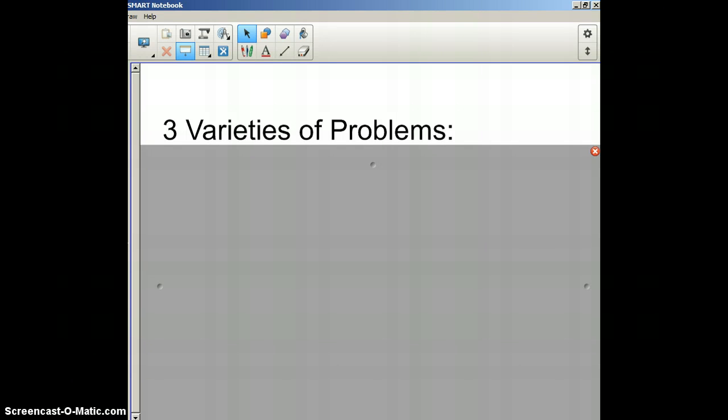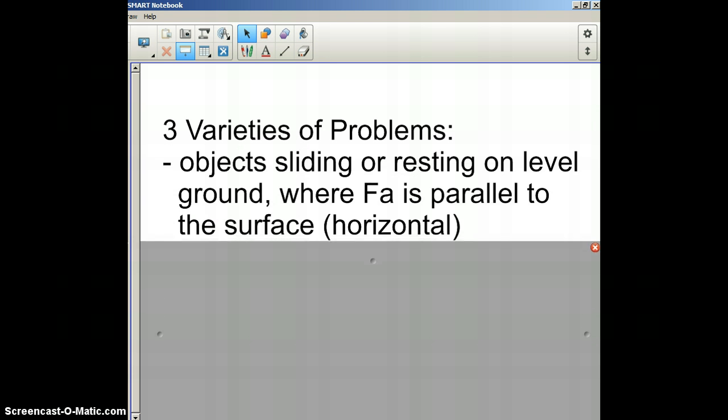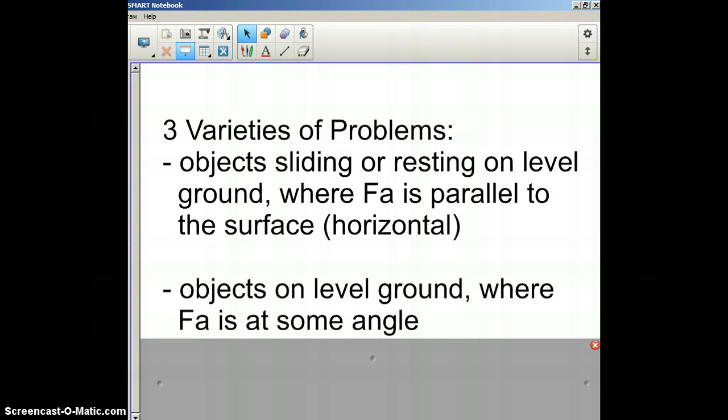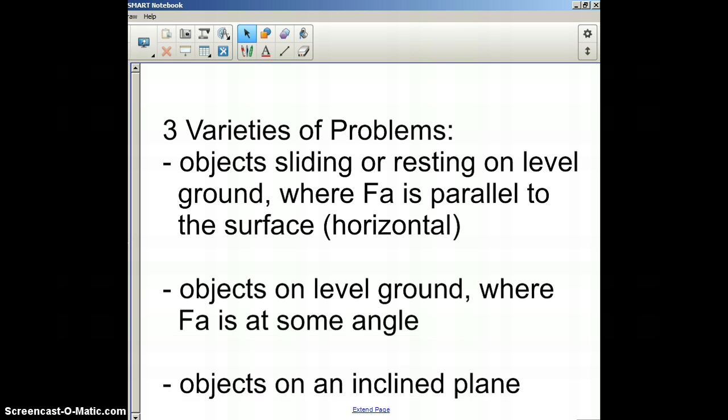There are three varieties of problems that we'll be solving on friction. Objects that are sliding or resting on level ground, where the applied force is parallel to the surface, meaning it's parallel to the horizontal plane. Another variety would be for objects that are on level ground, but the applied force is acting at some angle. And then lastly, objects that are on an inclined plane.